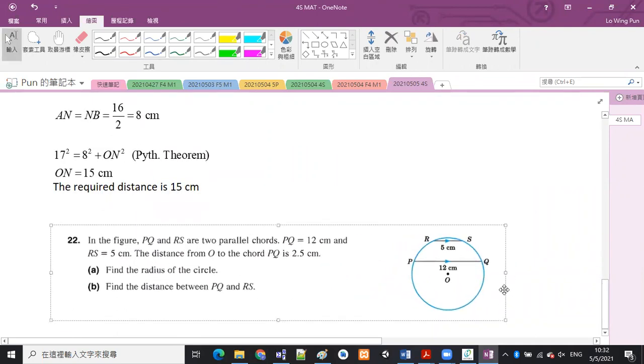PQ and RS are two parallel chords. PQ is 12 cm and RS is 5 cm. Distance from O to the chord PQ is 2.5 cm.